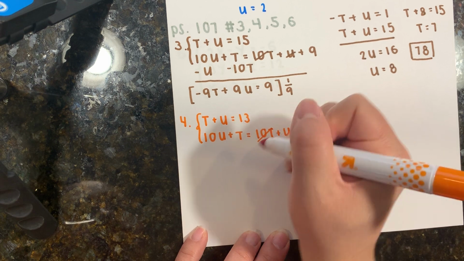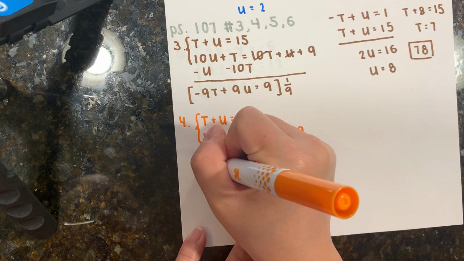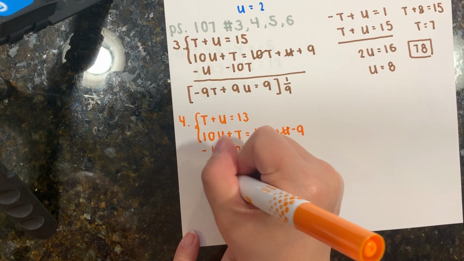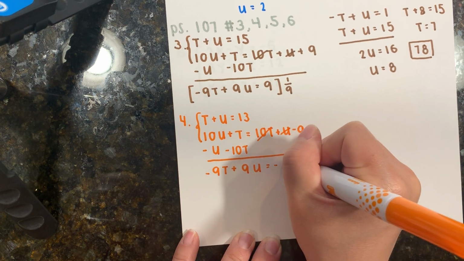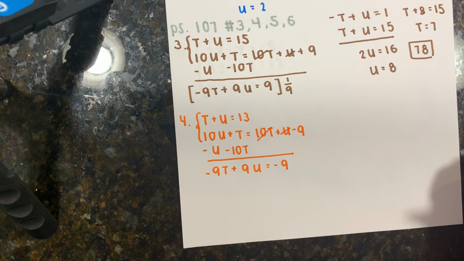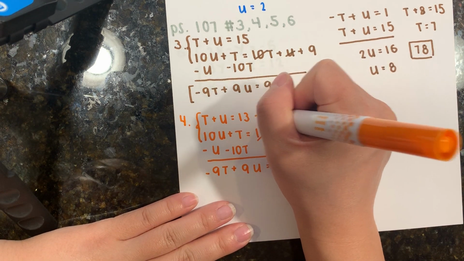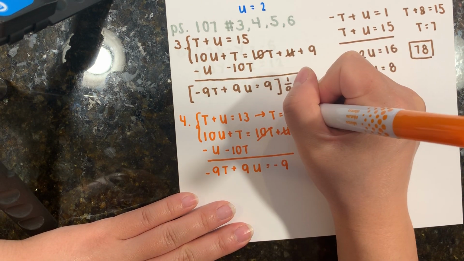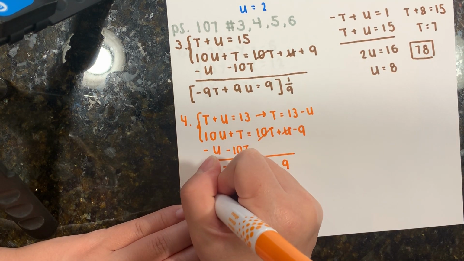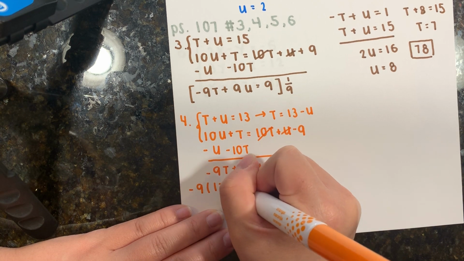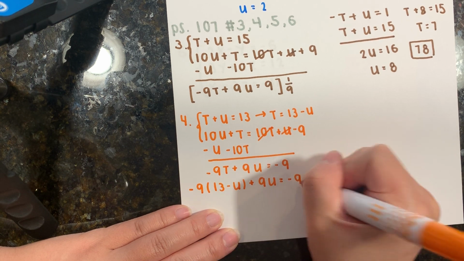So again, the process is pretty similar every time. So I'm going to bring the 10t and the u to the other side. And I'm going to rearrange it as negative 9t plus 9u is equal to negative 9. Now I'm going to show you that if you don't simplify, it also works. So I could actually just do substitution. So I'd solve for t and get t is equal to 13 minus u. So I have negative 9 times 13 minus u plus 9u equals negative 9.